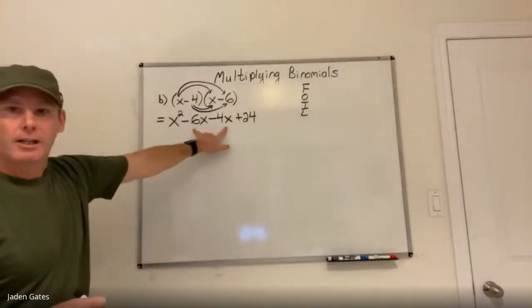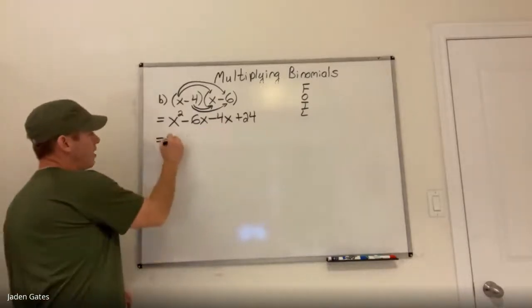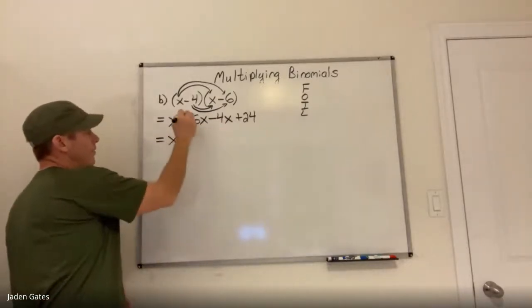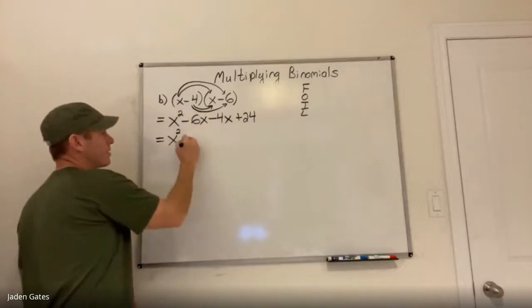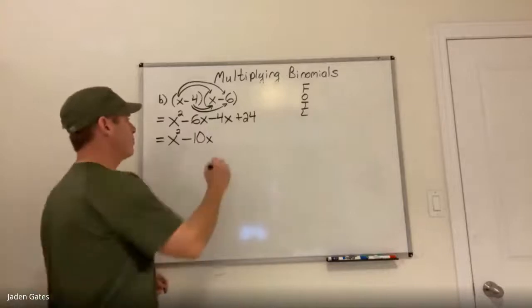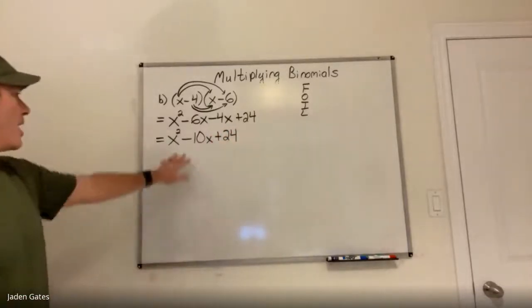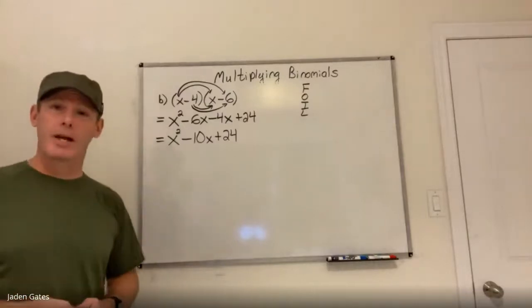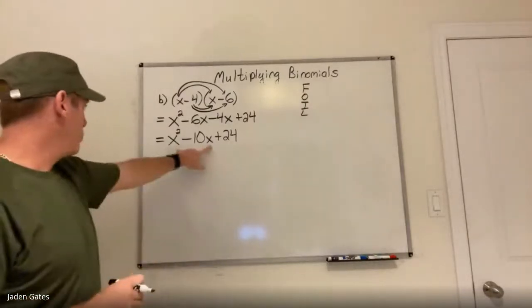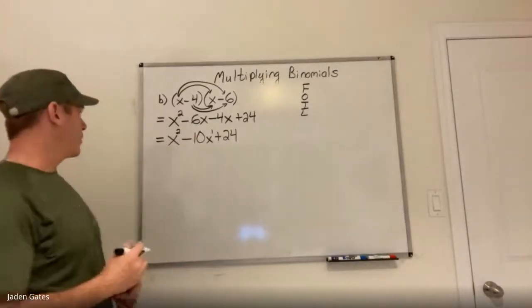Again, I can collect like terms. My x's are in the middle there. And so just to finish this off, I have x squared. If I have minus 6x minus 4x, I'm going to lose 10 x's. And then I have my plus 24. And again, I can't go any further than that because they're not like terms. We got two here that have the same variable, but again, not the same exponent.